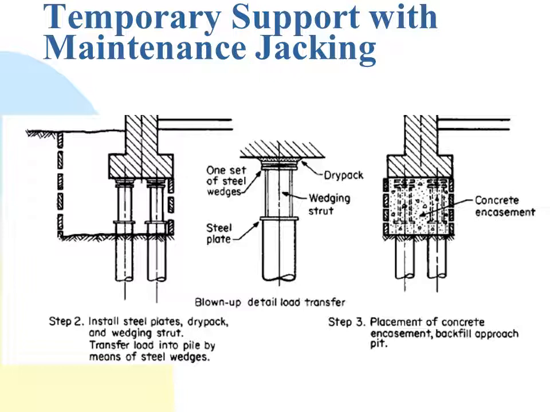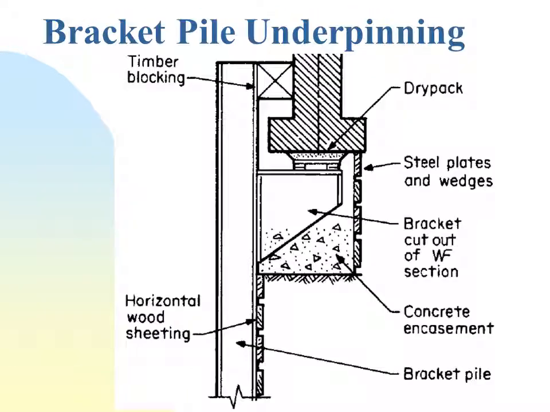However, if you are having a situation along the depth of the pile, so if you are having a deterioration along the depth of the pile itself, you can't do that. This thing is useless because you could not remove the whole section of the pile. In such a case, maybe the coming option will be more viable. So bracket pile underpinning is used mainly if the previous option is not valid, if the jacking is not valid.